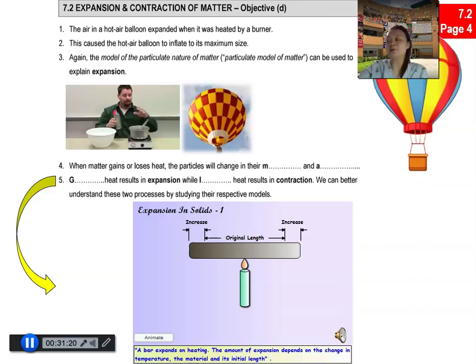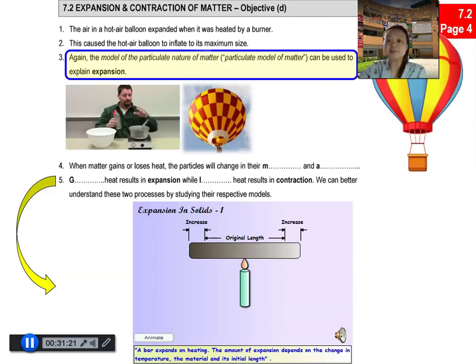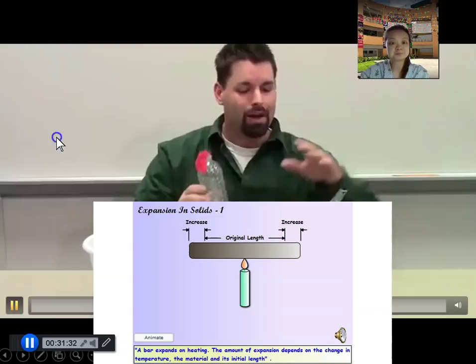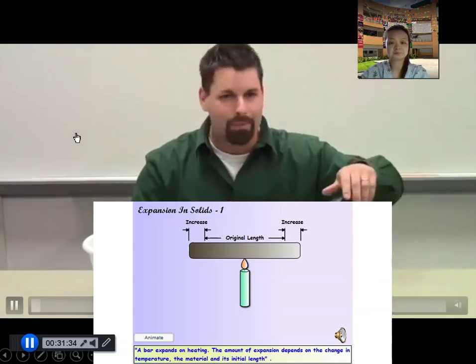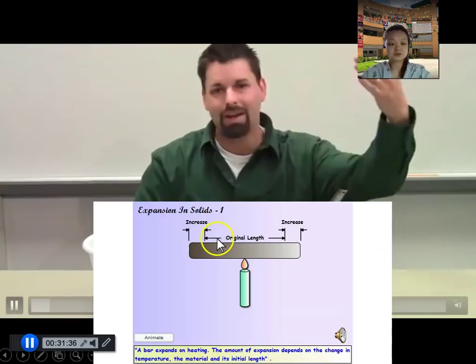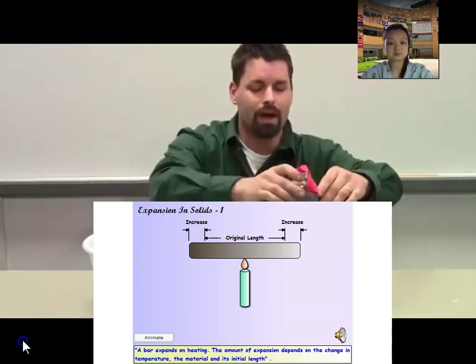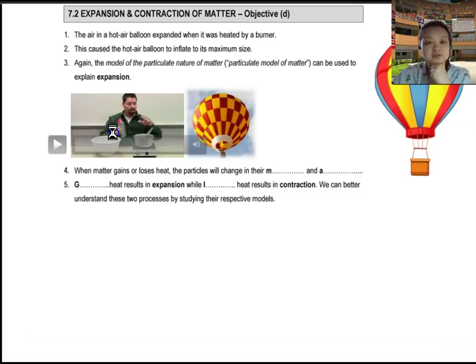So we will be looking at the particulate model of matter to be able to explain this process known as expansion. Now, before we do that, I'd like you to watch a video that demonstrates this process for us. Okay, so I'm going to ask you to watch a video now.